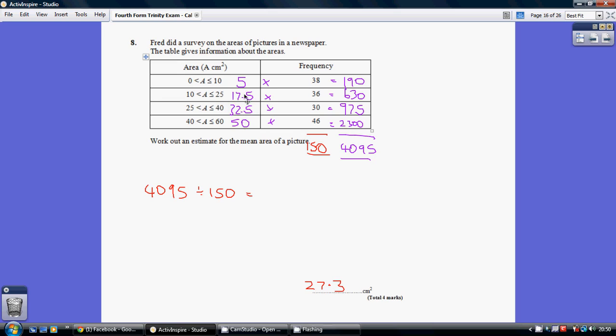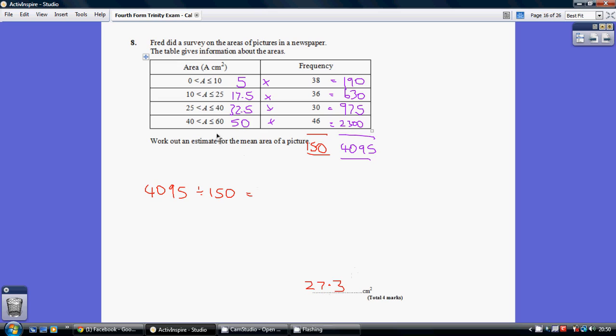So that's how I got these 4 midpoints. I then multiplied those by the frequencies to get this column, which I've then added up. So really my total area is 4095, but I need to spread this across the number of pictures. Now it doesn't actually tell me how many pictures there are here, so I have to add up the frequency column. Adding up these pictures, I get 150 pictures. So a total area of 4095 spread across 150 pictures. So divide 4095 by 150, and I've got an estimate for the mean of 27.3.